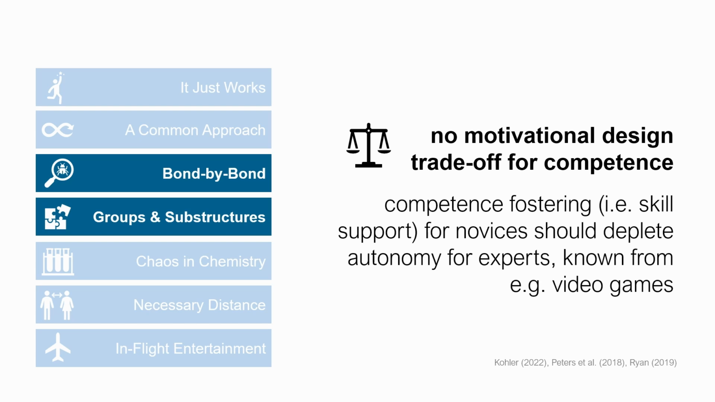We can gladly report that we cannot find motivational design trade-offs for competence support. For instance, from video game design, it's known that competence fostering, for instance the skill support that has been called for novices, should generally deplete autonomy for experts. However, as AutoComplete supports comparison formats used by both experts and novices, this is not the case. In this case, experts compare groups and substructures of these molecules, whereas novices compare them bond by bond and atom by atom.